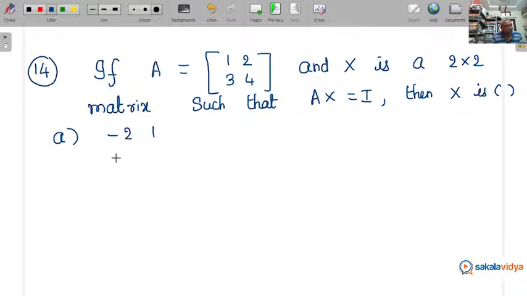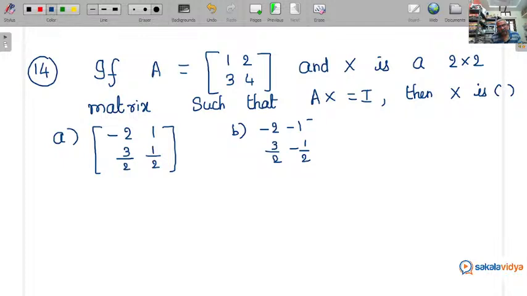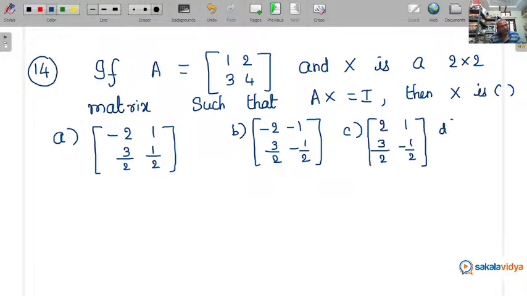Option A: [[-2, 1], [3/2, 1/2]], right. B is equal to [[-2, -1], [3/2, -1/2]], second option. C: [[2, 1], [3/2, -1/2]]. Option D is [[-2, 1], [-3/2, -1/2]].